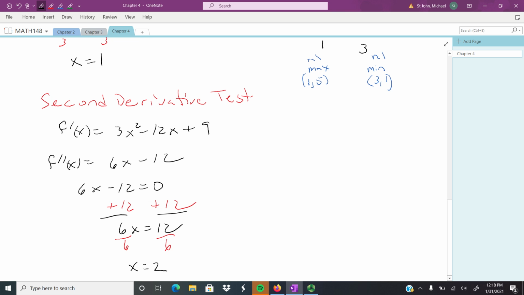And so again, we can build another chart. This time we just have the one number here, which is 2. And we have 6x minus 12. And my second derivative.